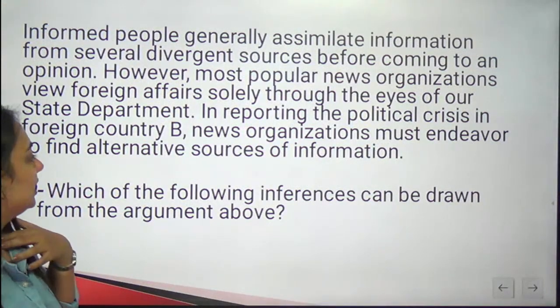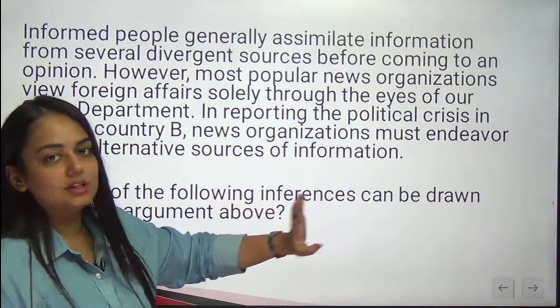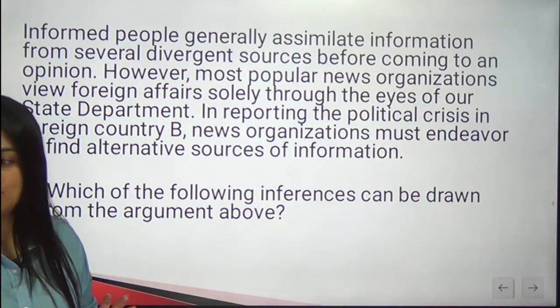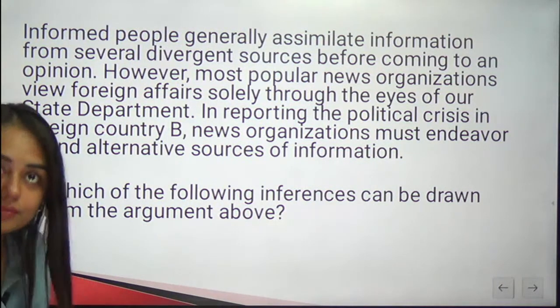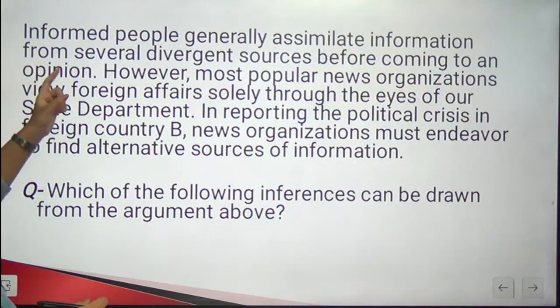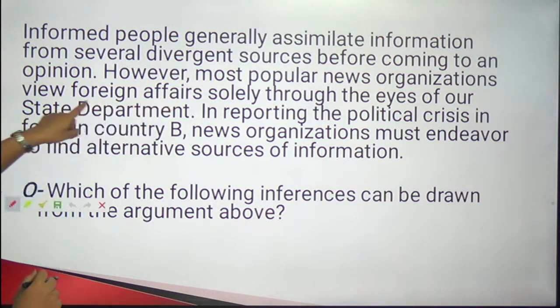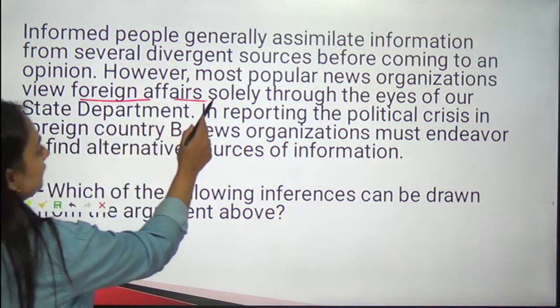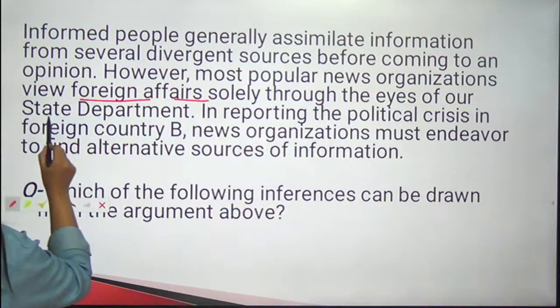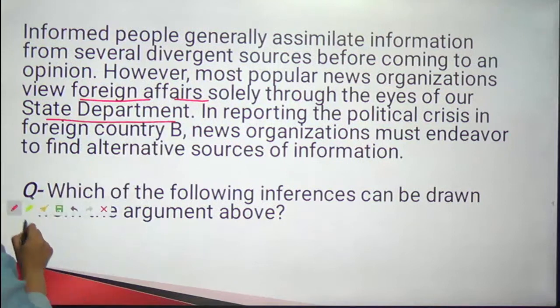So this I believe is an inference. Yes, it's an inference question. Last question for today. Try answering this one. Informed people generally assimilate information from several divergent sources before coming to an opinion. However, most popular news organizations view foreign affairs solely through the eyes of their own state department.